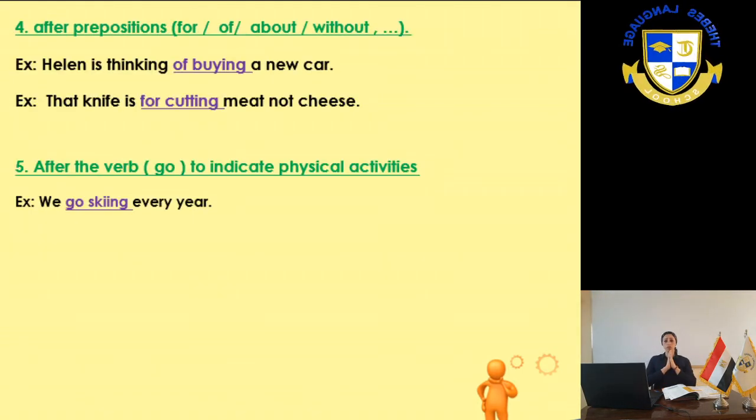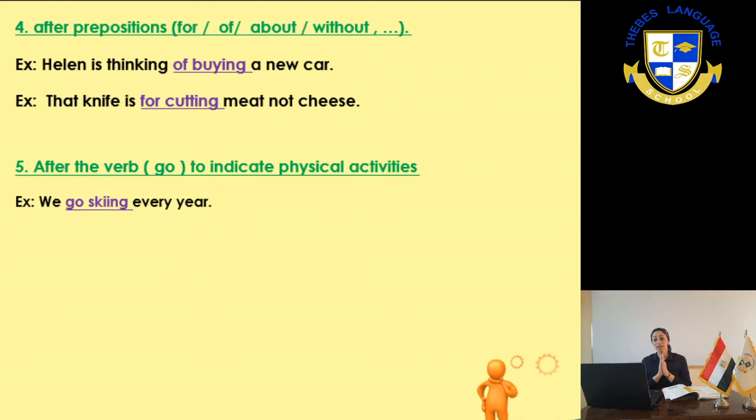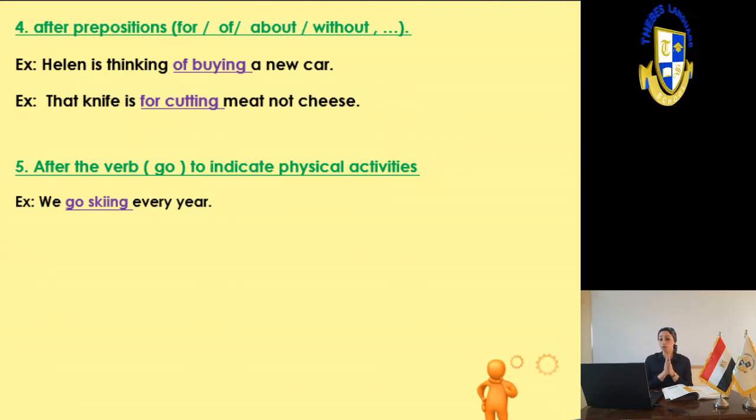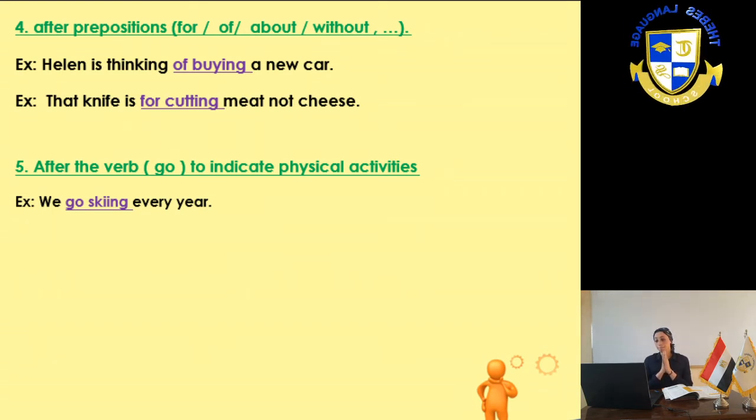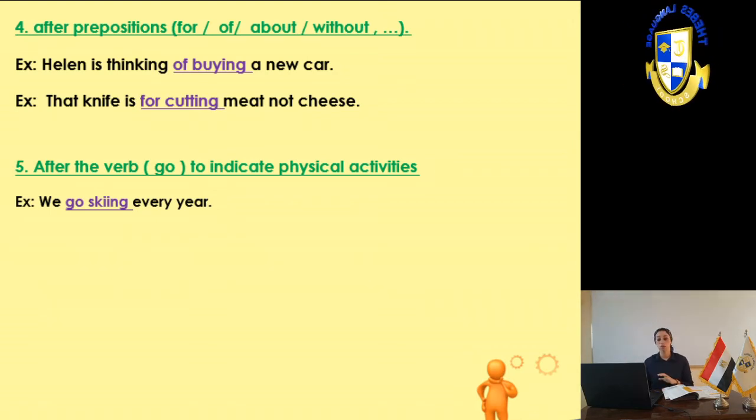After prepositions: for, of, about, without. Okay, we use ing. Helen is thinking of buying a new car. That knife is for cutting meat, not for cutting cheese. After the verb go, to indicate physical activities. What does it mean? Physical here is something that you can do with your body. We go skiing every year. We go swimming. I like going fishing, and so on.